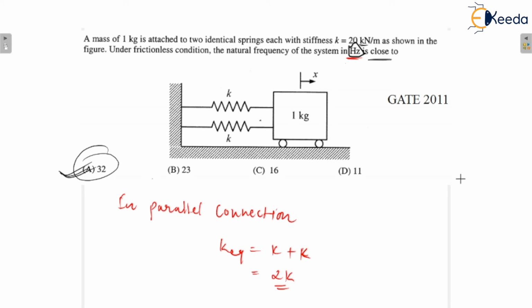Most of the things you have to focus on units, in what unit the question is going to be asked, and in what unit you must put the answer. Okay, so I hope you will understand the solution of that question.